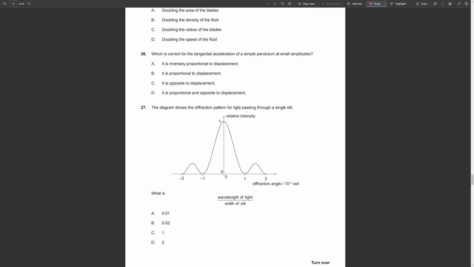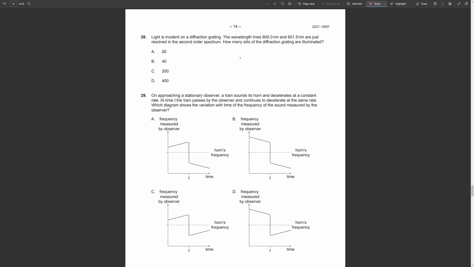Question 27. We are studying the diffraction pattern of a single slit. The equation theta equals lambda over b is used in this case. b is the width of the slit, and lambda is of course the wavelength. It is the required ratio of this question. In other words, the question is looking for angle theta. This is the angle to the first minimum of your diffraction. The first minimum is located at this point. It is 1 times 10 to the power of negative 2 radian. The answer is A.